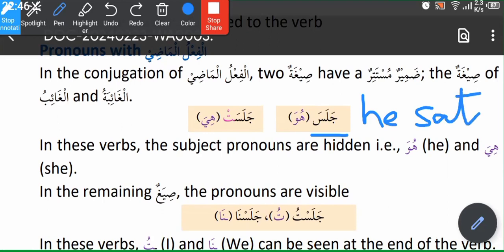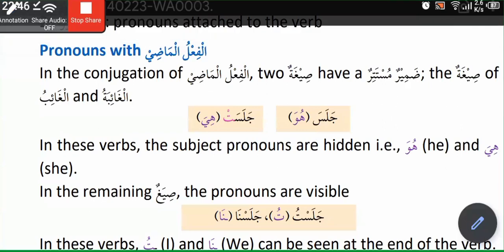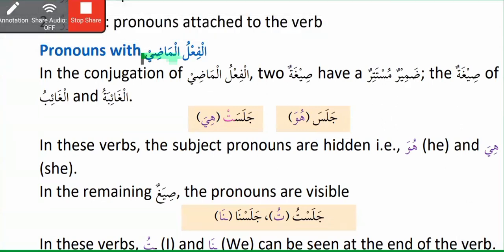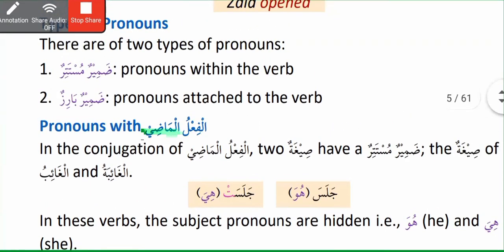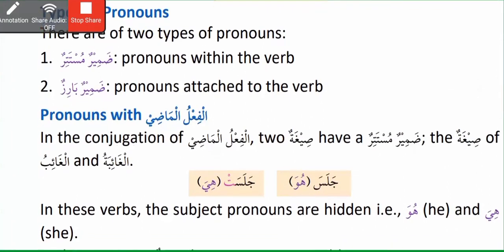He sat. Right? So where is the word he in this? The word he is right here, hoa, but hoa will not be written with it. So this is why it is called damir mustatir. In these verbs, the subject pronouns are hidden, that is hoa, he, and hia, she, are hidden in the word itself. When we say jalasat, then the ta sakina is not considered zamir bariz. It is considered as zamir mustatir, the pronoun within the verb itself.